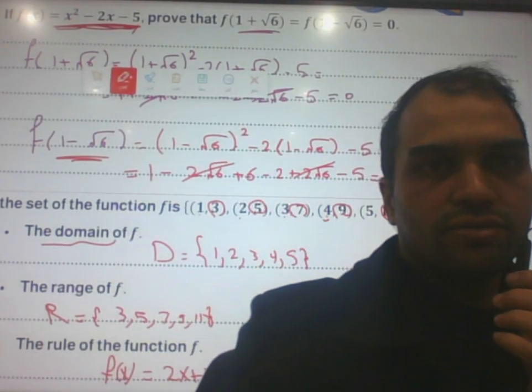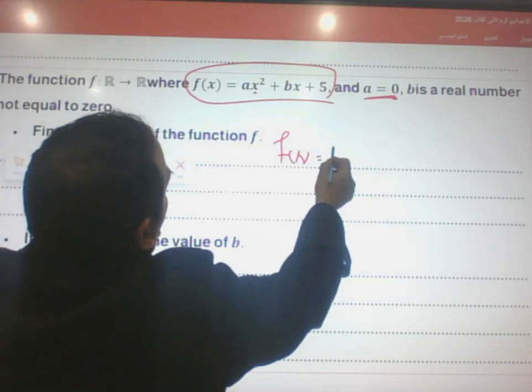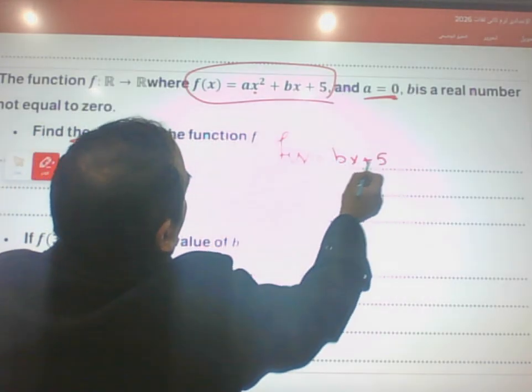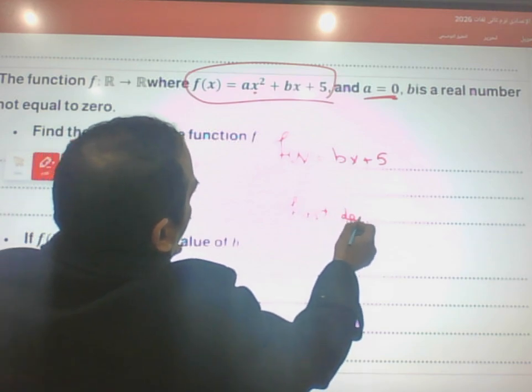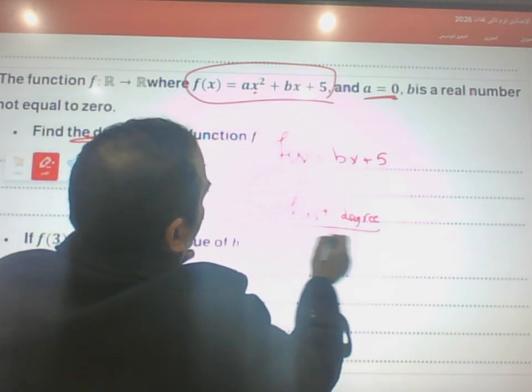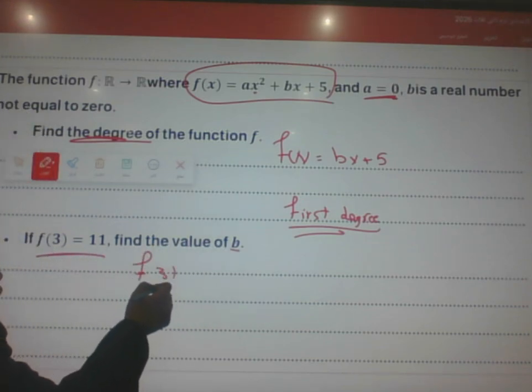Okay, understood? The question here, he wants to find the degree of the function. It will be bx plus 5. Then it will be the first degree. The function here will be the first degree. Find the value of b if f of 3 equals 11. f of 3 is 11.